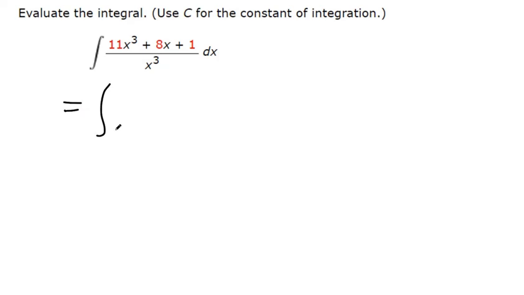We can simplify a bit before we find the derivative. We can rewrite by dividing each term by x to the third. So this is 11 for the first term, because x to the third divided by x to the third makes 1. 8x divided by x to the third makes 8x to the negative second because of the power subtraction. And then 1 over x to the third, I'm going to write as x to the negative third.